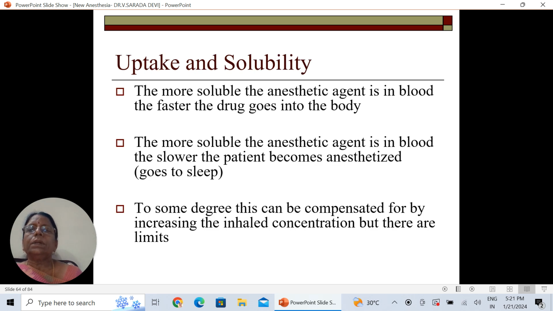Uptake and solubility. The more soluble the anesthetic agent is in blood, the faster the drug goes into the body. The more soluble the anesthetic agent in blood, the slower the patient becomes anesthetized. To some degree, this can be compensated for by increasing the inhaled concentration, but there are some limits.